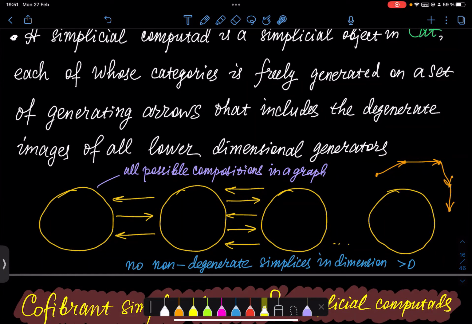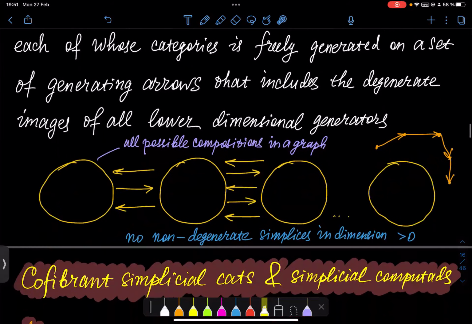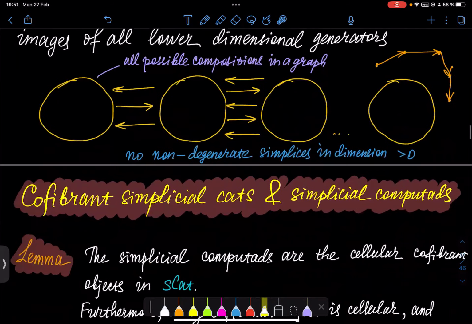In higher levels, you should put some brackets, some parentheses, and on each level you have only non-degenerate simplices. Well, in dimension 0 you have only non-degenerate simplices.